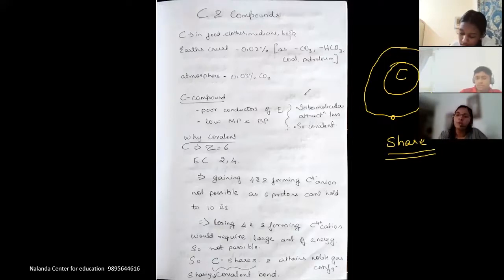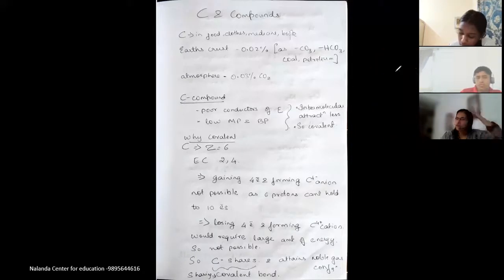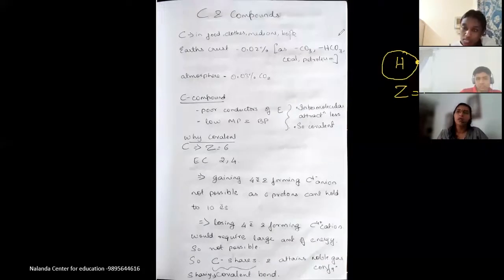Now, this covalent bond has many properties. I'll give you one example. We'll go with hydrogen. Anyway, we have to study hydrogen and oxygen, and I'm going to draw the structure as well. Now, hydrogen, what is the atomic number? Z is 1. That means only one electron is there in the outermost shell.